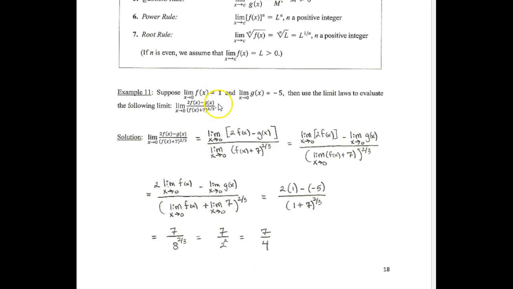The limit of f of x is 1, so it's 2 times 1. The limit of g of x is minus 5, so it's minus a minus 5. Again, the limit of f of x is 1, so there's my 1. The limit of any constant is just that constant. It doesn't matter where x is going, that constant will always stay the same. So 1 plus 7, all raised to the 2/3 power. Do some simple algebra. 2 plus 5 is 7. 8 to the 2/3 power is the same as 2 squared, which is 4. So your answer is 7/4.